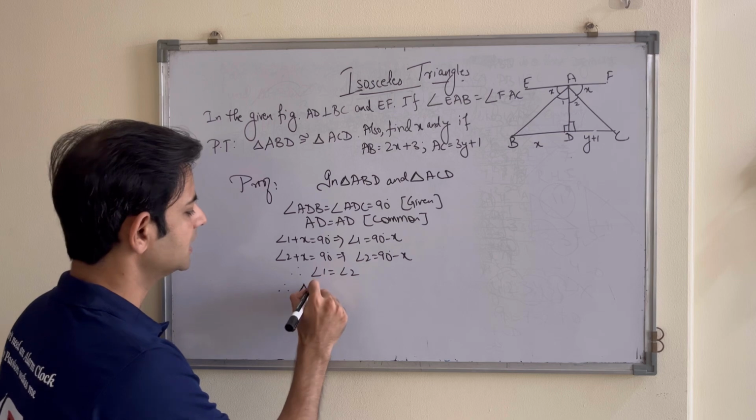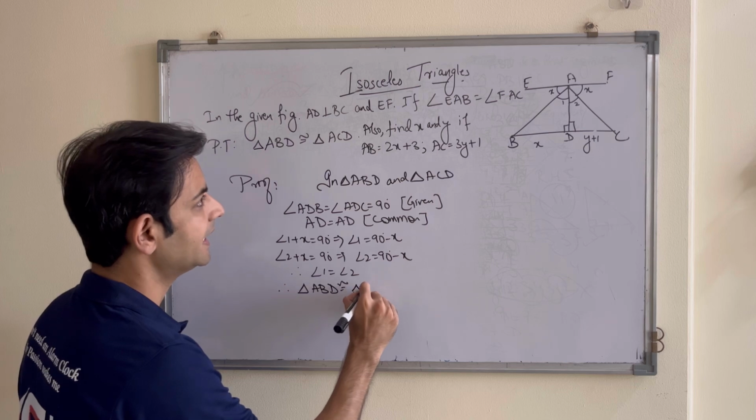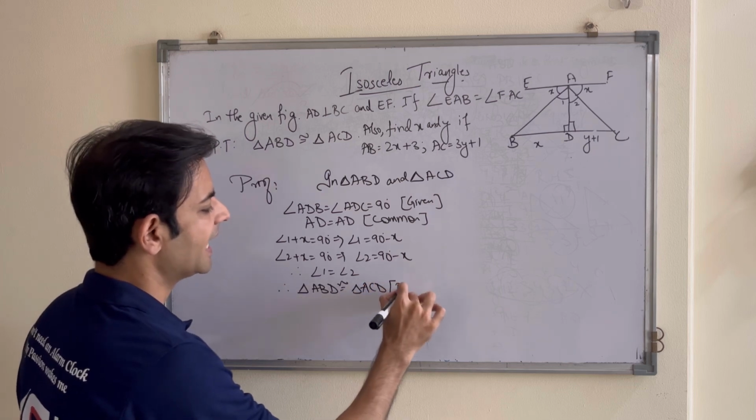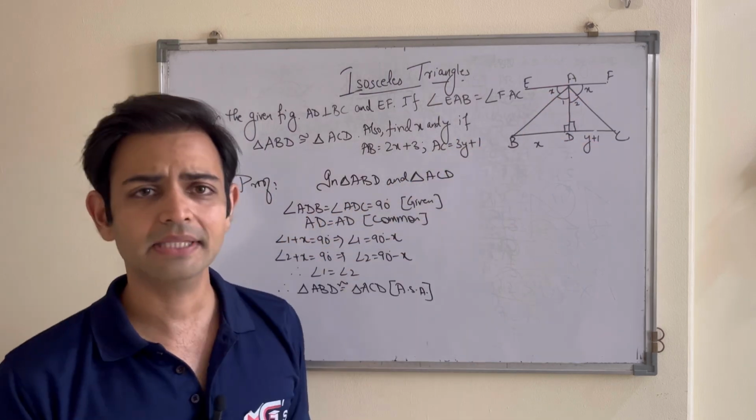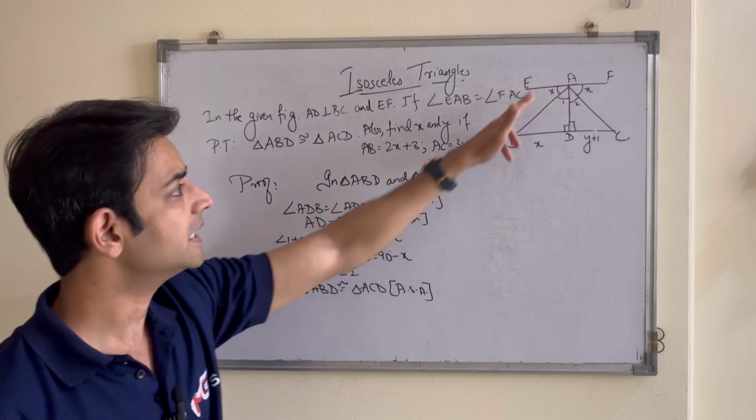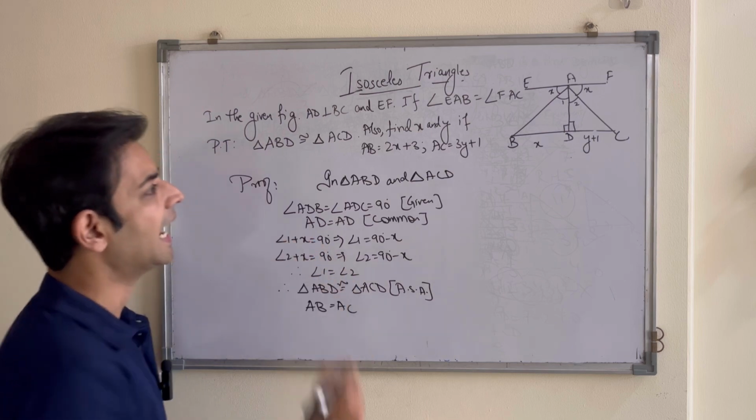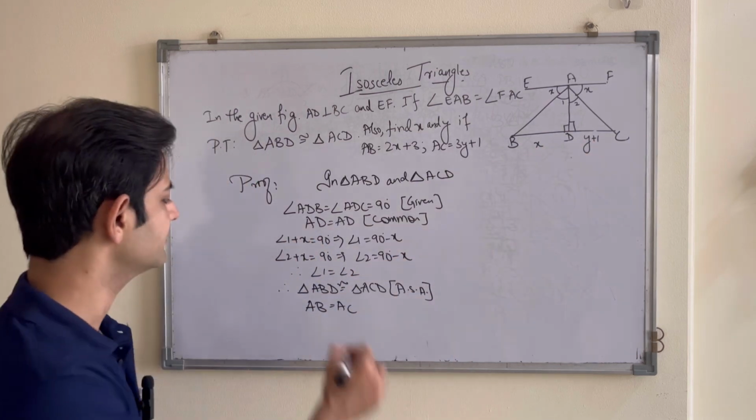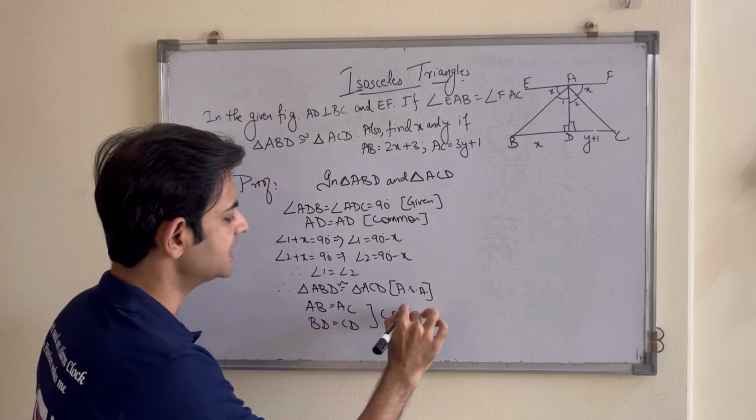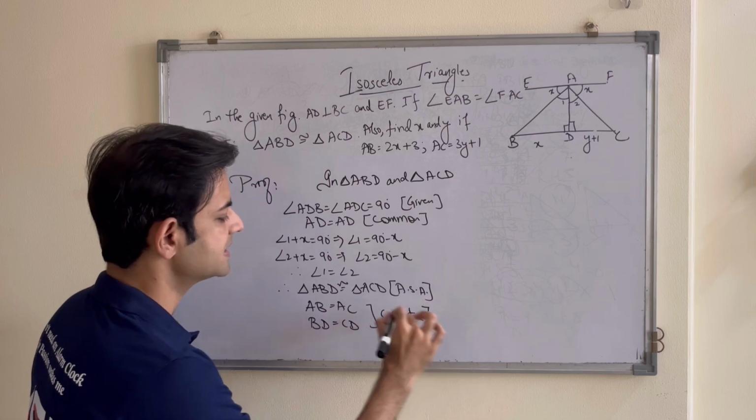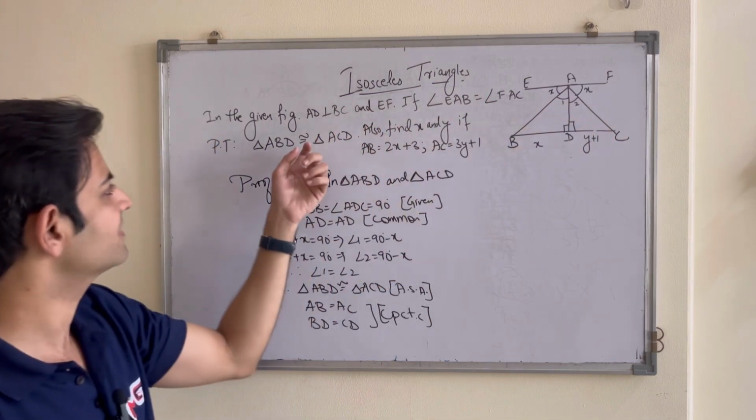Therefore, triangle ABD is congruent to triangle ACD by angle side angle congruency. Based on that, we can infer that AB is equal to AC and BD is equal to CD by CPCTC, or CPCT, however you call it. So we prove these two triangles congruent. That is, my first part is done.